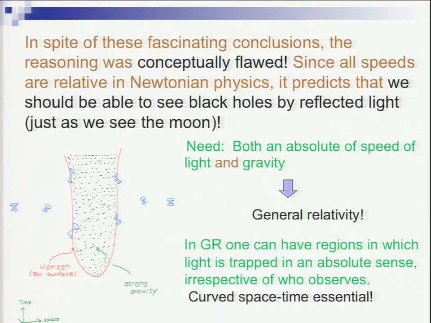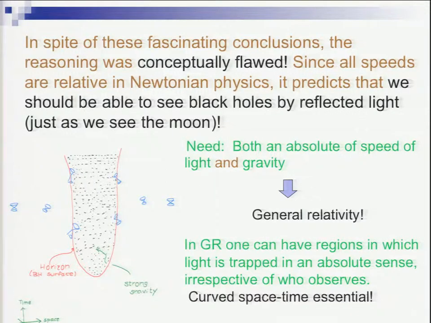Or if you want a simple-minded picture, suppose you have such a body with an atmosphere. There will be atoms moving around. Some atoms will be moving this way, emitting light. Then the speed of this atom is v, plus the speed of light in its rest frame, which is c. So the total speed of the light ray will be c plus v, and therefore it will be bigger than the escape velocity, and it will actually escape. So in Newtonian gravity, you cannot have black holes. If you are consistent, you cannot have black holes. What we need for black holes is an absolute speed of light, independent of any observer, and that is what special relativity gives us.